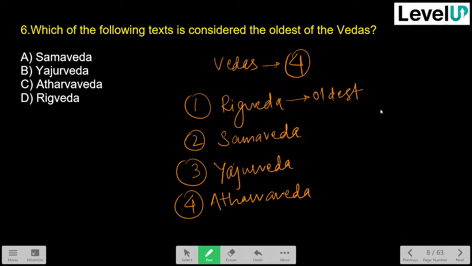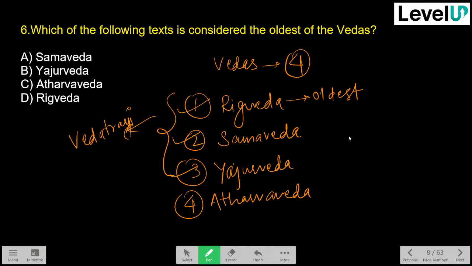Fine. And please remember that these three Vedas, that is Rig Veda, Sama Veda and Yajur Veda, are known as Vedatrayi. Please remember this, right? These three Vedas are known as Vedatrayi. Correct?